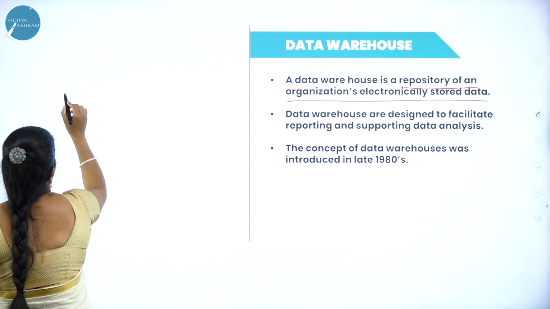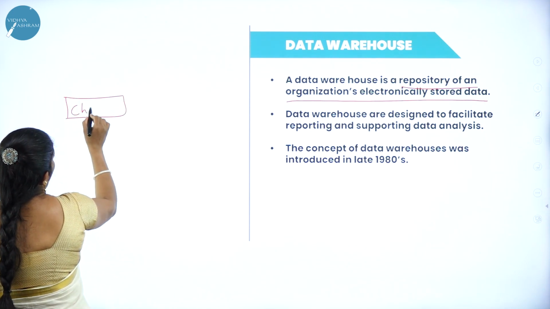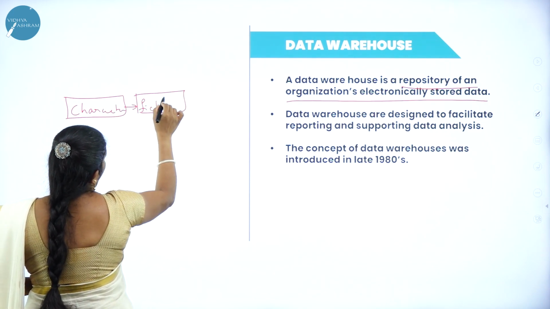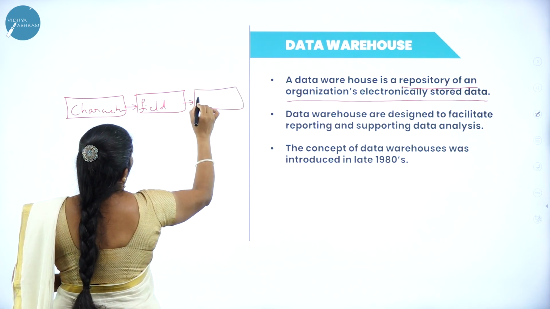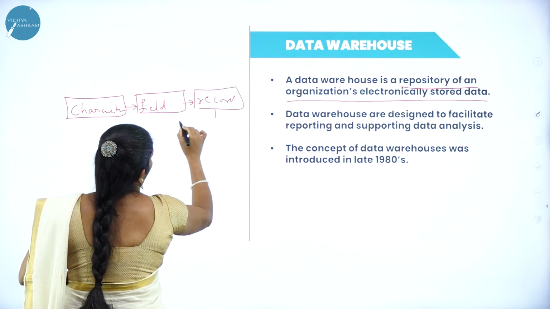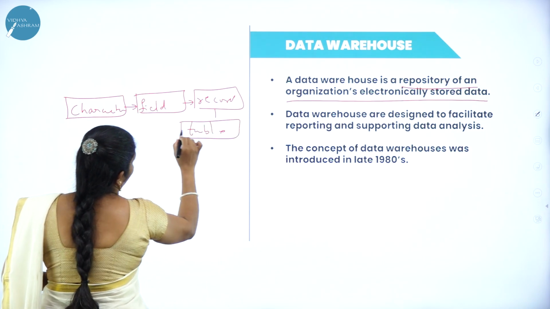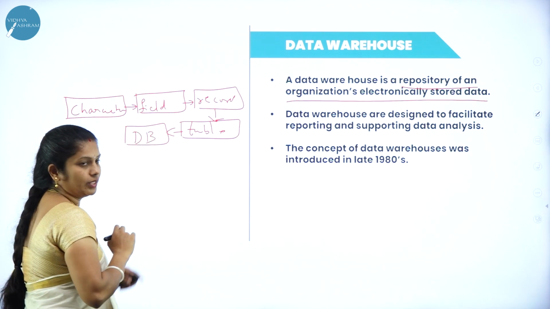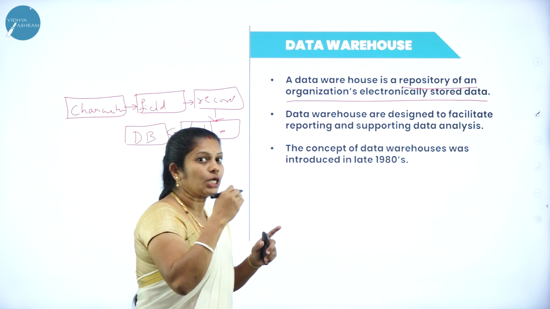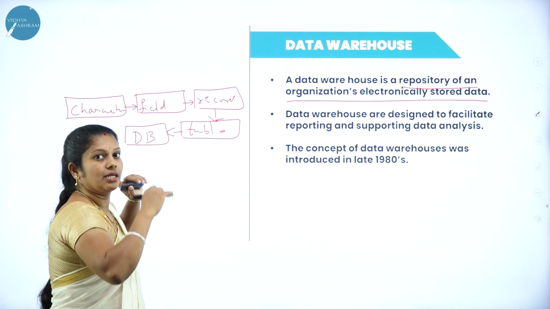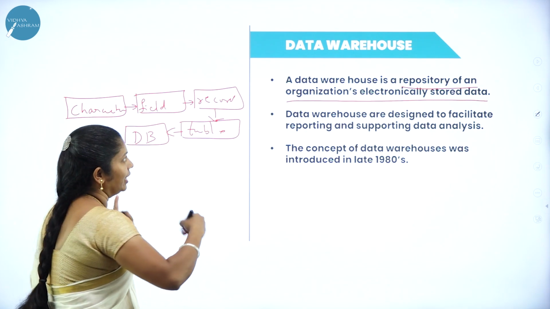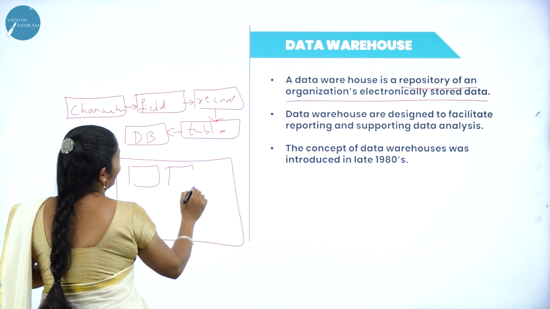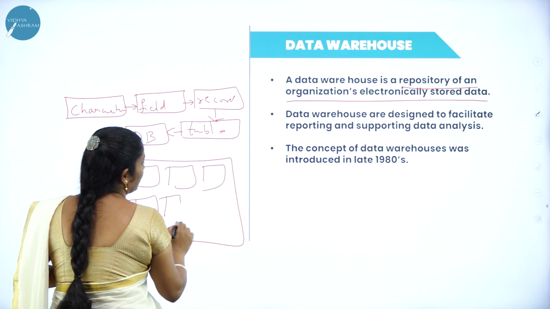Already I told you in the previous class, you have a character. The collection of characters can be called a field. The collection of fields can be called a record. The collection of records can be called a table. The collection of related tables can be called a database. I told you in the previous class. Then why do we require this database? It is a collection of related tables. Then data warehouse is nothing but a collection of related databases, related tables.